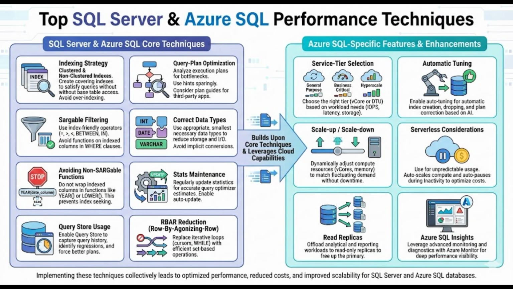Automatic tuning: Azure SQL's feature that forces last good plans and manages indexes based on telemetry. Read replica: a secondary database that receives asynchronous log replication for read-only workloads. Elastic pool: a shared compute container hosting multiple databases with bursty workloads.